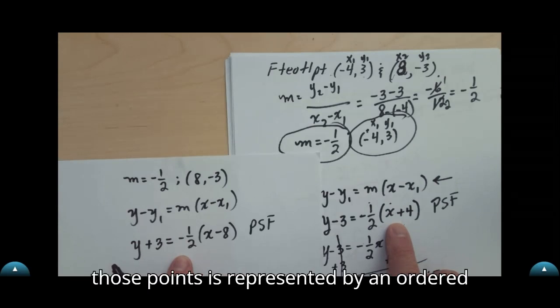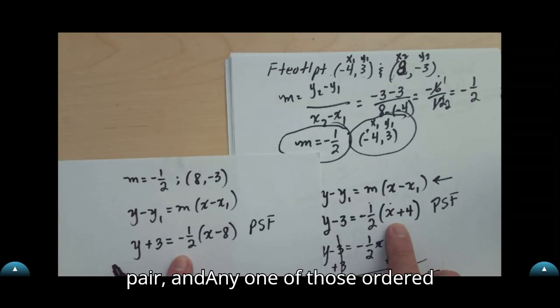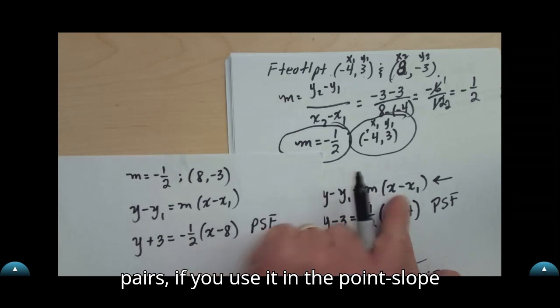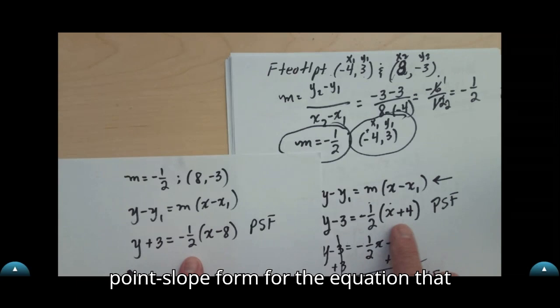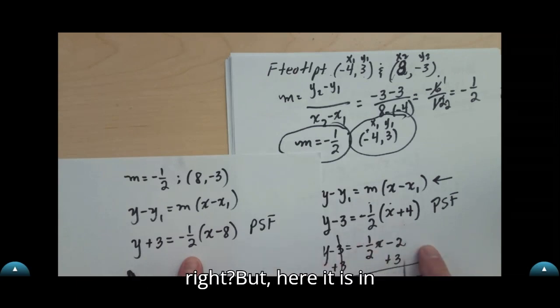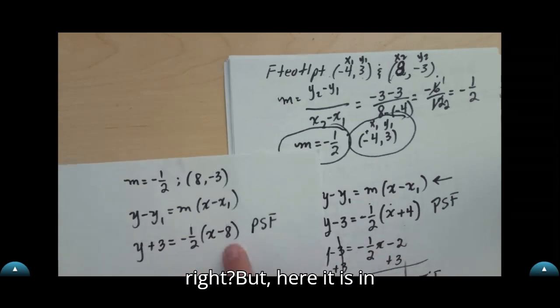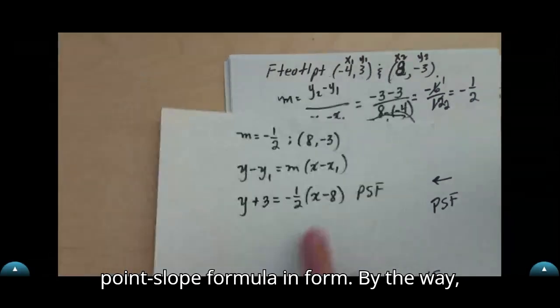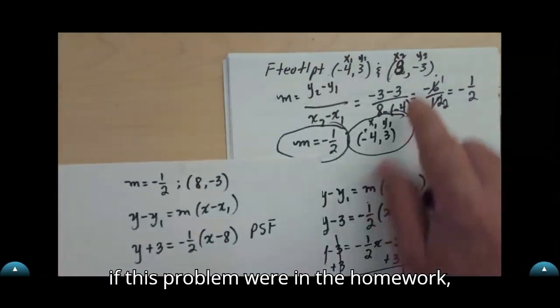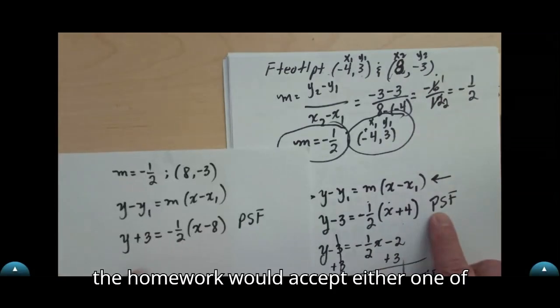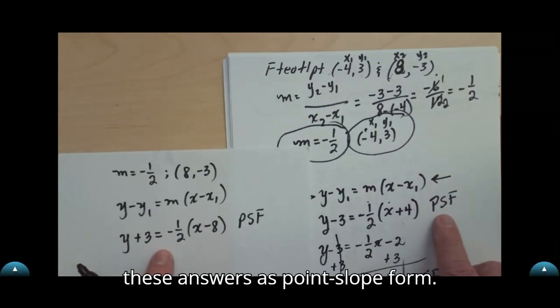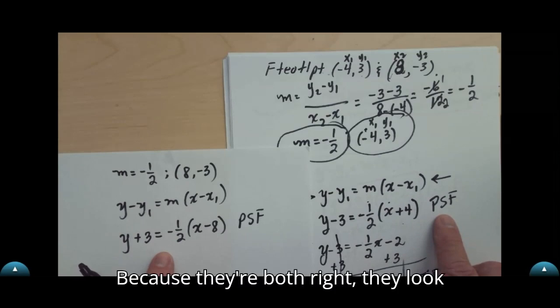And every one of those points is represented by an ordered pair. And any one of those ordered pairs, if you use it in the point slope formula, is going to give you a point slope form for the equation that looks different than all the others, right? But here it is in point slope form. By the way, if this problem were in the homework, it would accept either one of these answers as point slope form because they're both right.